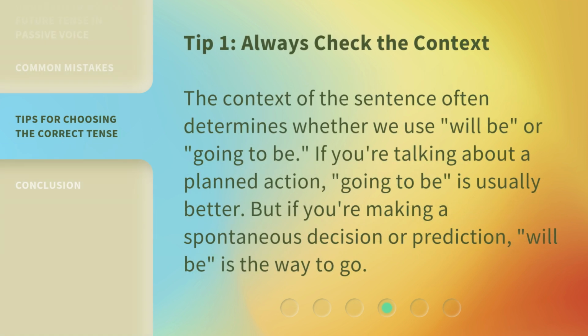Tip 1. Always check the context. The context of the sentence often determines whether we use will be or going to be. If you're talking about a planned action, going to be is usually better. But if you're making a spontaneous decision or prediction, will be is the way to go.